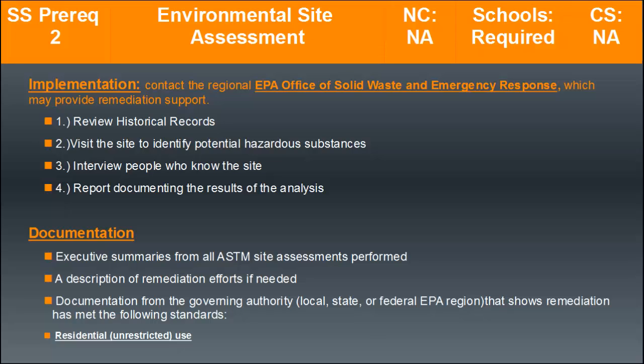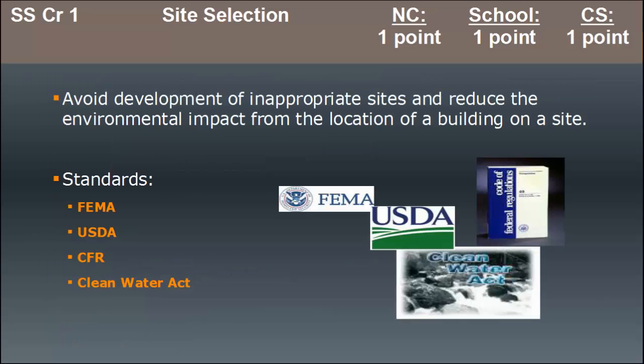Site selection is the first credit in the Sustainable Sites category. 1 point is associated with achieving this credit. The intent is to avoid development of inappropriate sites and reduce the environmental impact from the location of a building on a site. The standards include FEMA, U.S. Department of Agriculture, Code of Federal Regulations, and the Clean Water Act to make sure you're avoiding those sensitive areas.